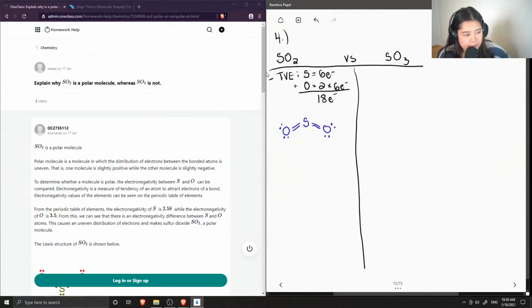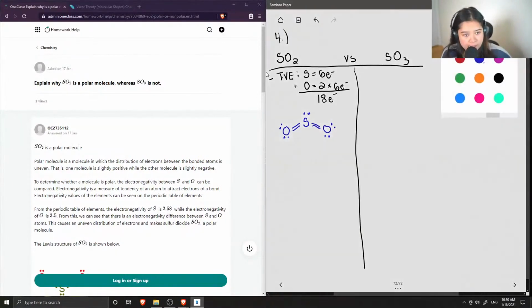So now let's count out how many electrons I've drawn so far. Each bond contains 2 electrons, and we have 4 bonds, so that's 8. And then each oxygen has 4 lone pair electrons, so that's also 8, so we have 16. So I just need to put 2 more electrons on my central sulfur atom.